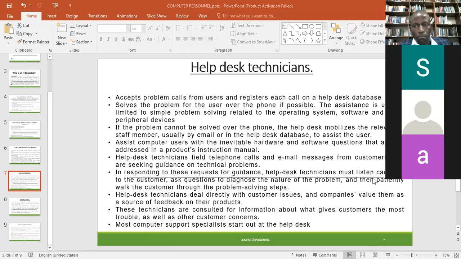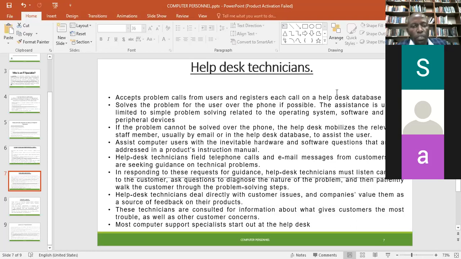So what are some of the roles that you'll be required to do as a help desk technician? One of them will always be to accept calls from users. But when I get a call from a user, what am I required to do? The first thing is for you to be able to register that call. Say the accounts department or the marketing department is calling and they have this particular problem. So you register it. Where do you register that?